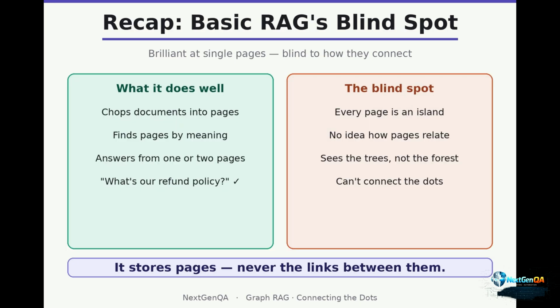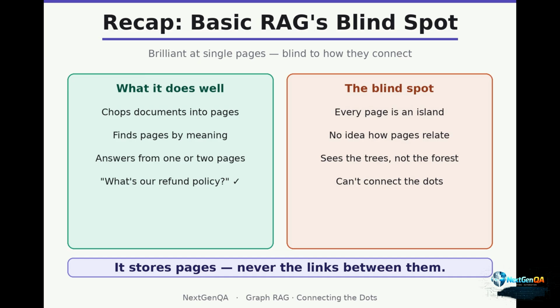Basic RAG and its blind spot. First, a 30-second recap of Basic RAG. In Basic RAG, we chopped our documents into small pieces, call them pages. We turned each page into meaning coordinates, stored them in a vector database, and for every question we pulled out the handful of pages whose meaning was closest to the question. Those pages went on the desk and the AI answered from them.